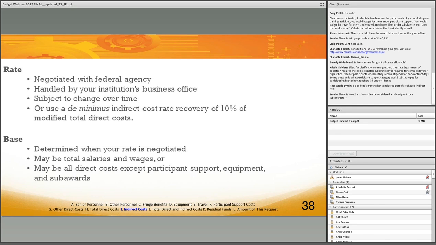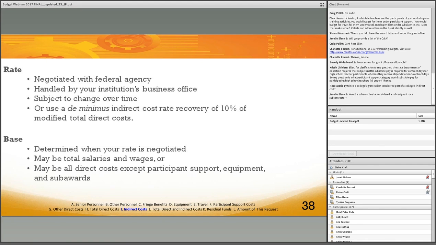The rate in effect at the time the grant award is made will apply throughout the life of the grant, even if the college's rate changes in the interim. The first thing you need to determine is if your institution already has a federally negotiated indirect rate. These rates change over time, so make certain that the one used in your proposal is current. During the funding process, you will be asked to provide verification of your rate.